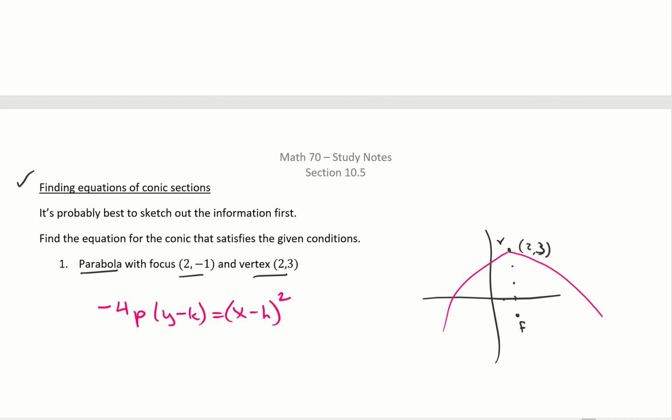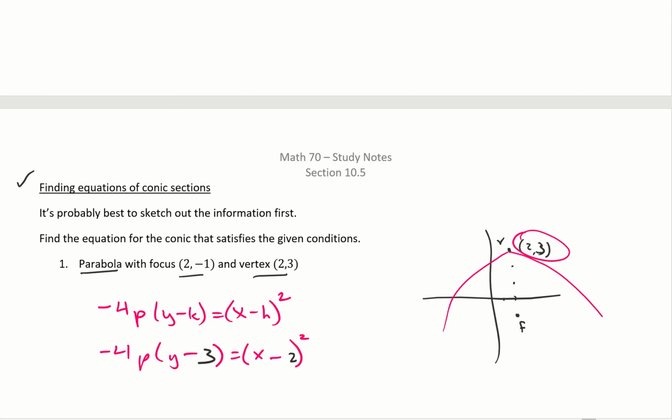What we know so far is -4p(y - k). We know what the h and k are because of where the vertex is right there. So that tells us that this is 2 and this is 3. We're just about done with this thing. But what we want to goof around with is say 4p is equal to this guy right there. We want to find p.